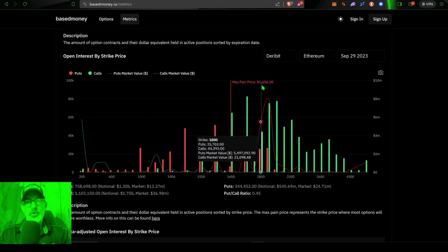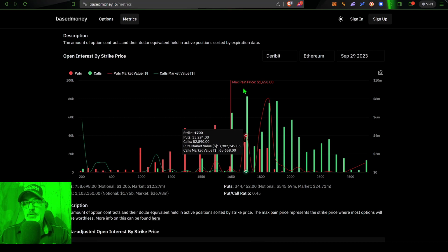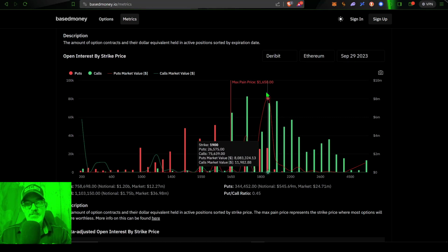And for those of you who are not familiar with what the max pain price is, it basically represents the strike price where most of the options will expire worthless. And that would include both the puts and the calls, or the bearish or bullish options, and that strike price is coming in at $1650.